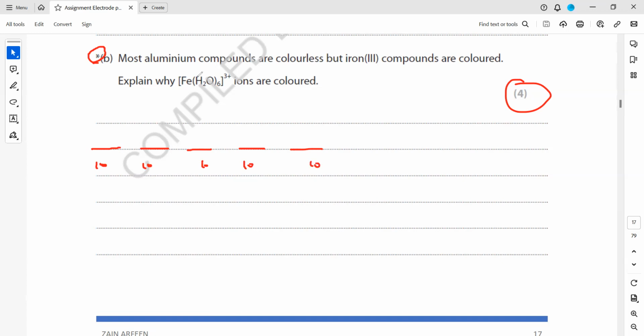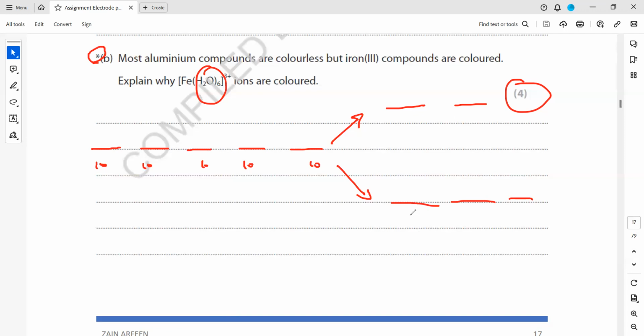But due to the presence of the ligand, what will happen? This causes a distribution. The total energy does not change. The total energy remains 50. This is just an example. So the total energy remains the same, but the energy is distributed among the orbitals unevenly. Some orbitals get higher energy, and some orbitals get lower energy.